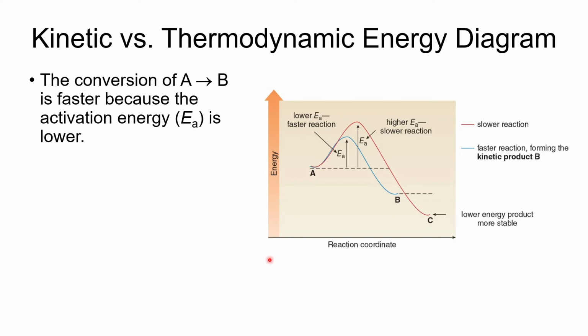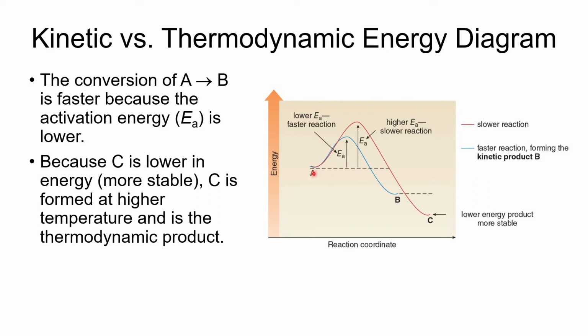So if we look at the kinetic pathway, which is the blue one here, at low temperatures, we're not going to have as many molecules getting up to the higher activation energy, so we'll have a slower flow of molecules going over this pathway, and so more molecules will follow this lower energy pathway, even though it gives us a product that is less thermodynamically stable.